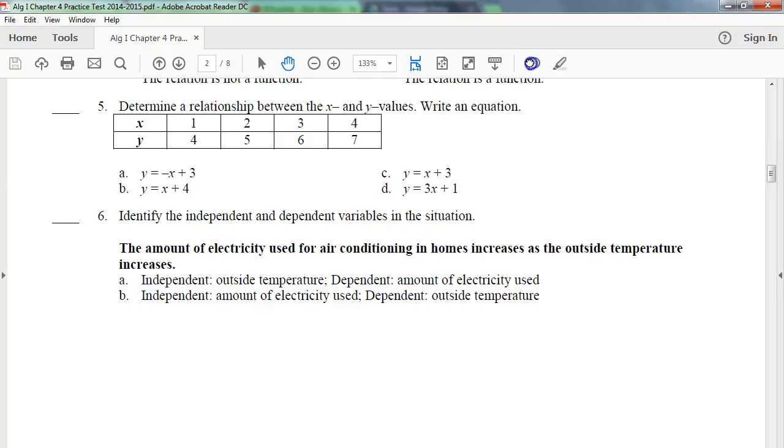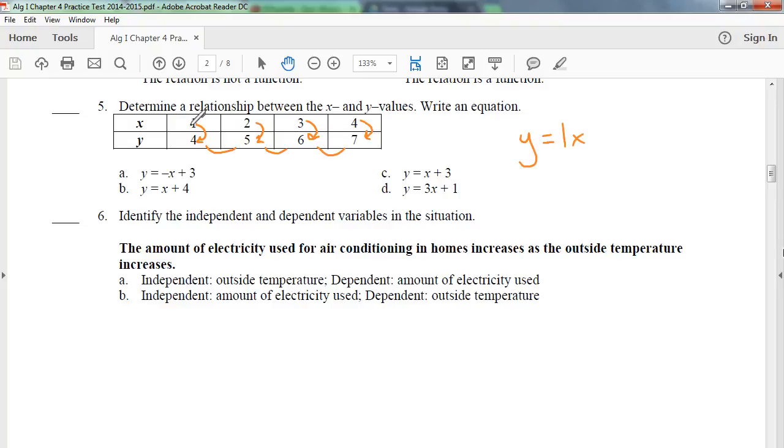Number 5 says to determine a relationship between the x and y values and write an equation. Remember, that means we need to figure out how we get from each x to the corresponding y value. So how can we get from 1 to 4, from 2 to 5, from 3 to 6, from 4 to 7? And it has to be the same way each time. We talked in class about how this is increasing by 1. So that would be the coefficient of x, +1.